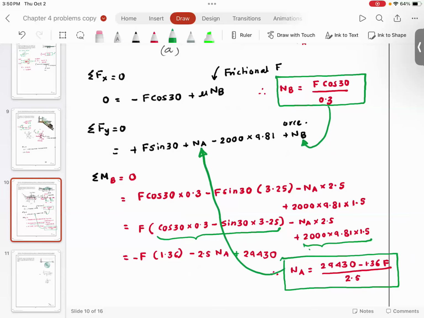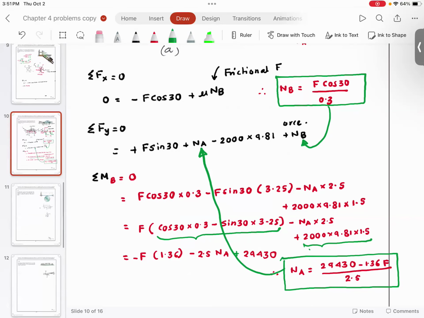So this problem is a little bit tricky because there are three unknowns and three equations. So you need to use appropriate substitutions so that you can get the right answer. You will solve the first equation, express NB in terms of F. Solve the third equation, express NA in terms of F. Substitute NA and NB in equation 2, which means the entire equation will be in terms of F. And then solve for the value of F. Any questions? Okay, next problem.